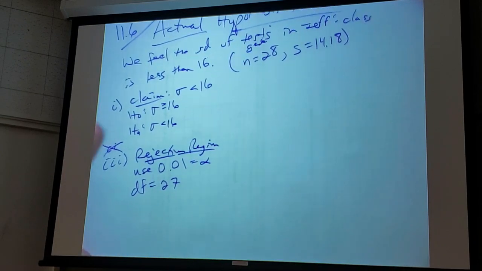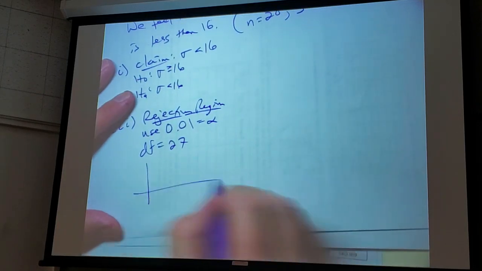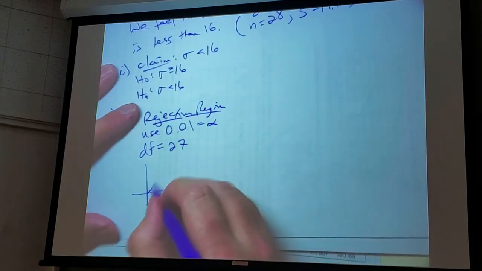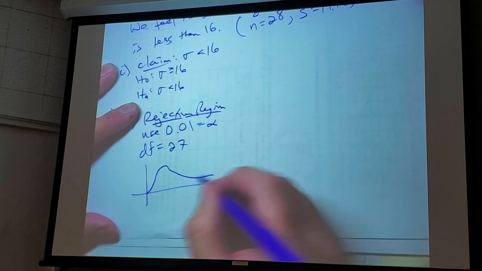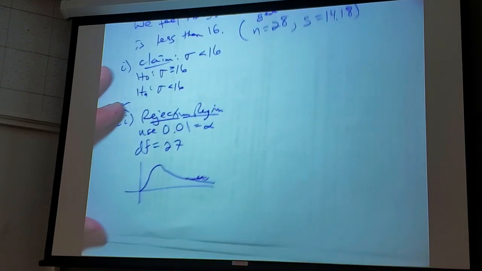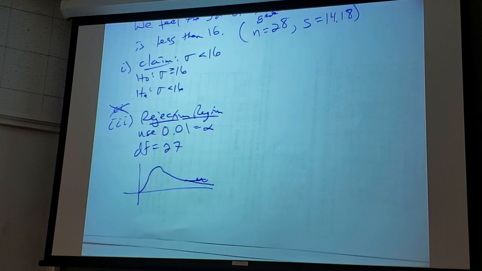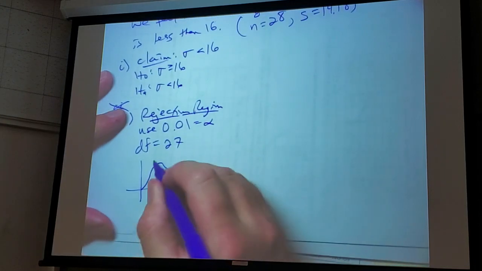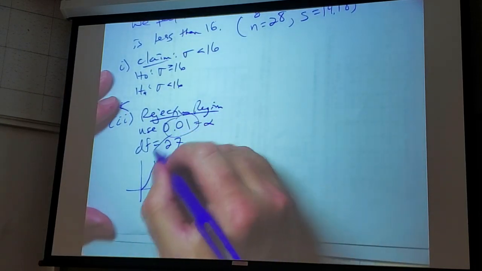Can you guys really quickly figure out, by the way, where will the tail be? Right here? What's HA say? Less than. Less than. So left. Yeah, so it's going to be on the left. So the 0.01 is going to be here, yes?